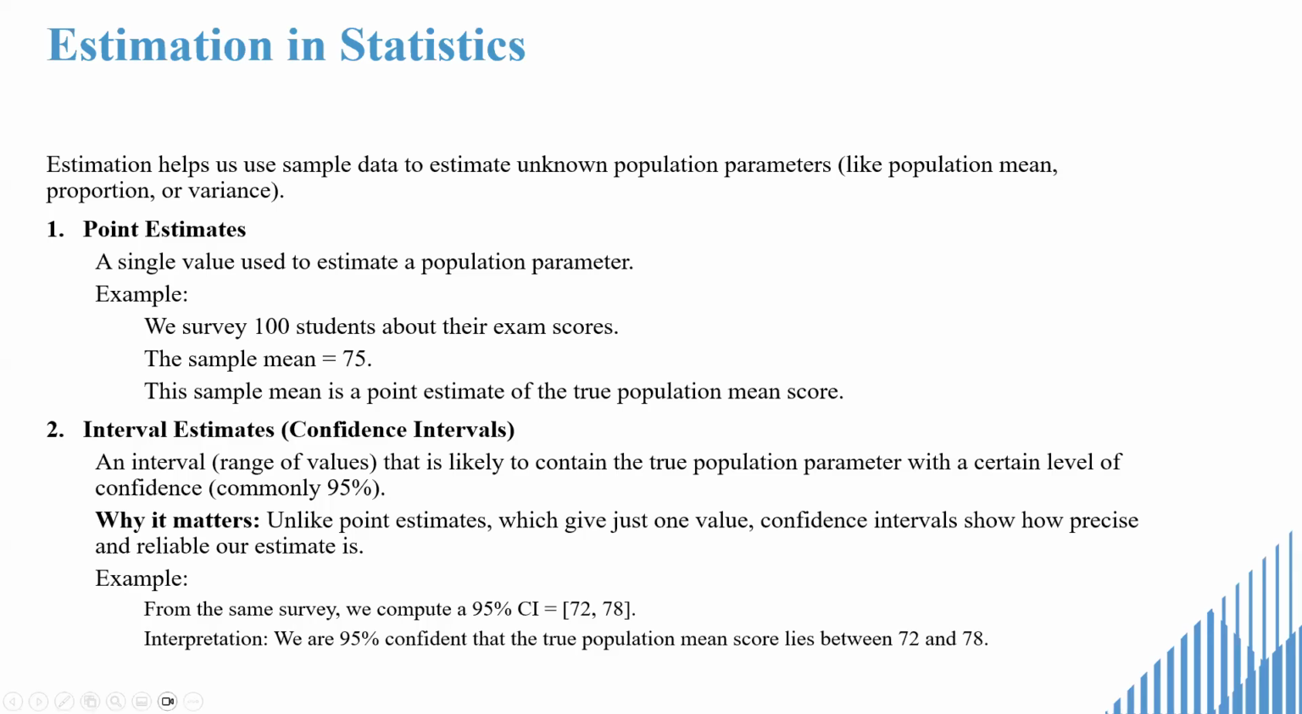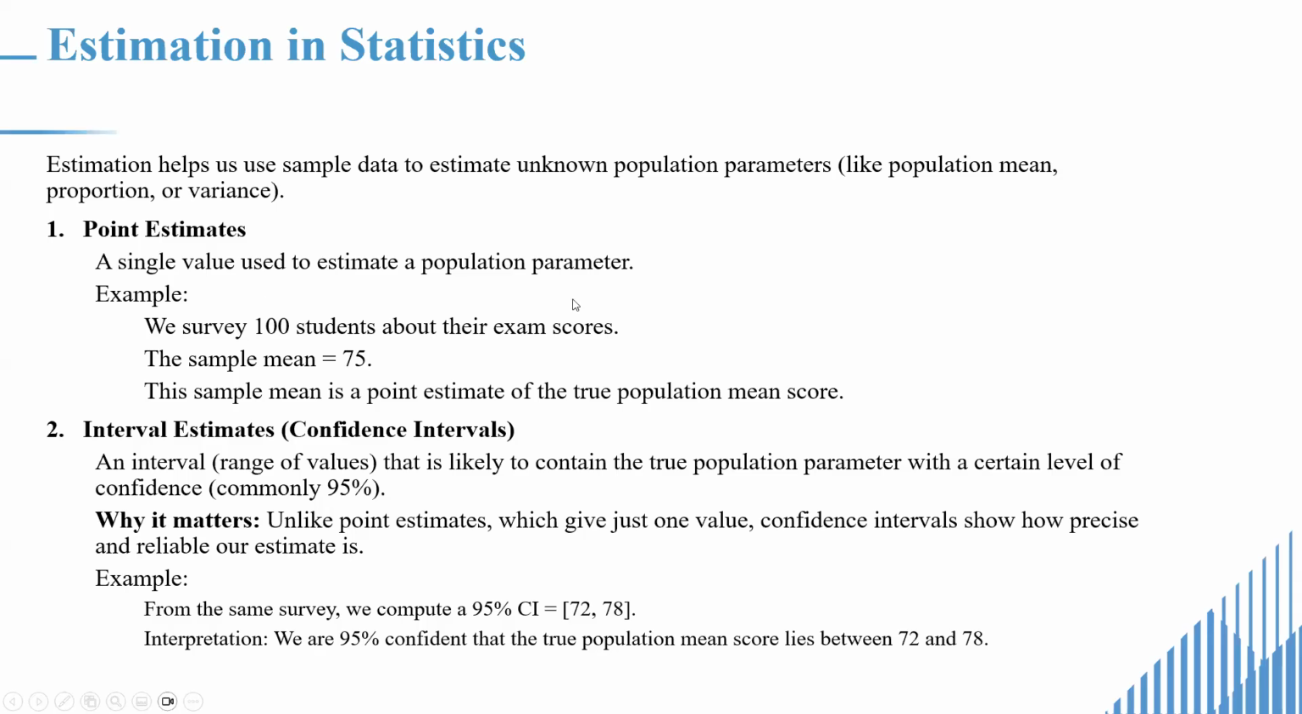It's also very important to say we are 95% confident that the true population mean score lies between 72 and 78. So when you are talking about interval estimations, please keep in mind that you will show how much confidence you have. 95%, 90%, it's up to you. It could be 99% confident, and so on.